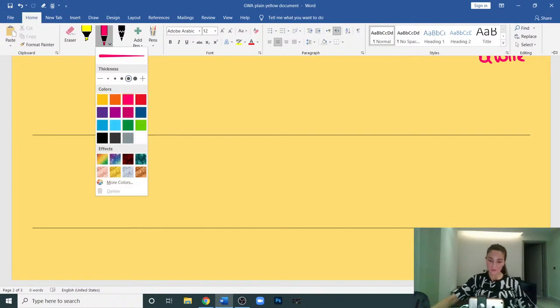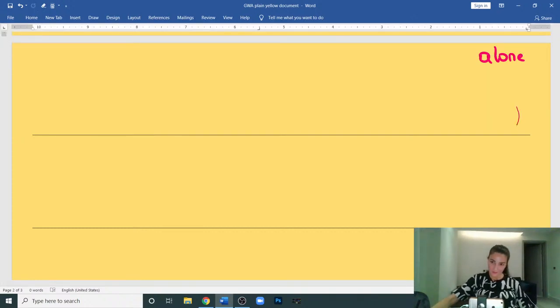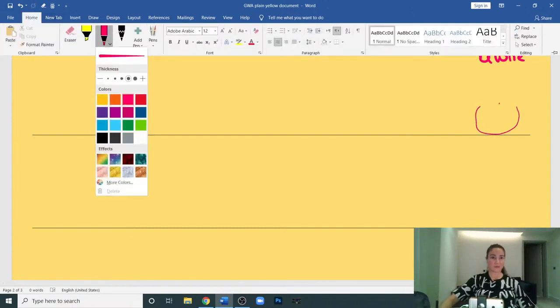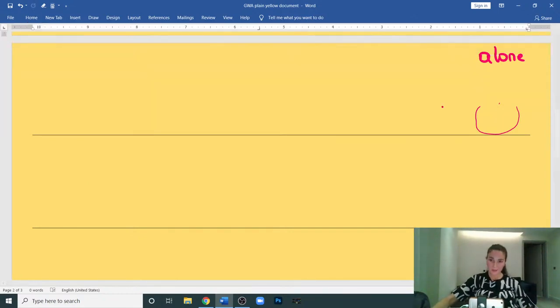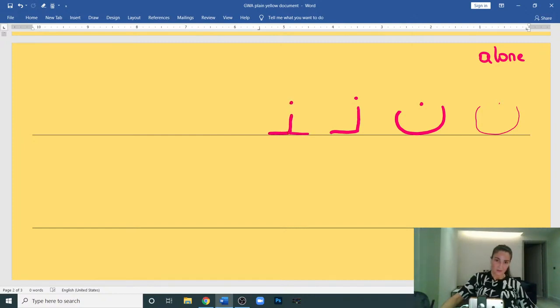So when it's alone, it's curvy. I'm gonna use the thicker one because it keeps on going back to this thin one on its own. So when it's alone, it's curvy. This is alone. When it's at the beginning of the word, it's straight. When it's in the middle of the word, it's the tail and then the noon.